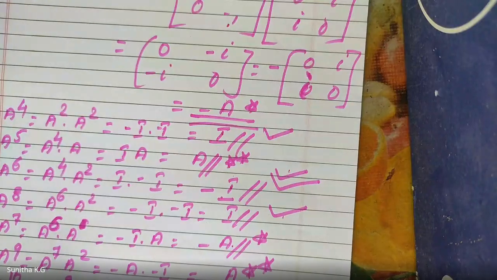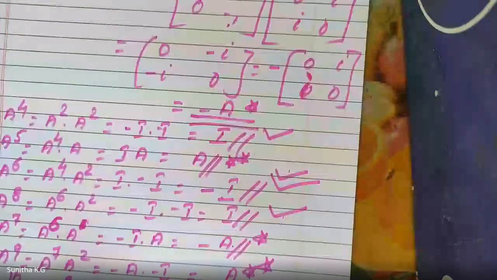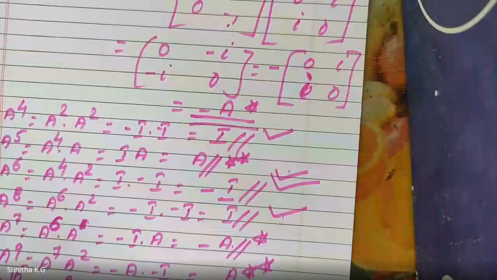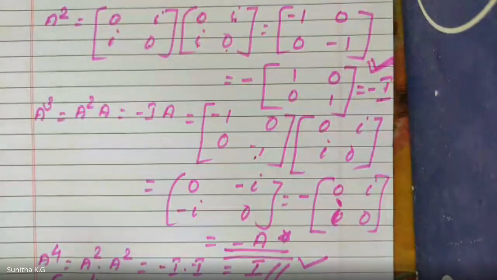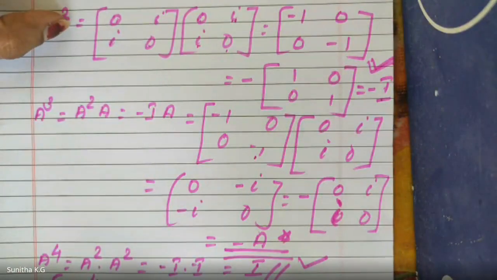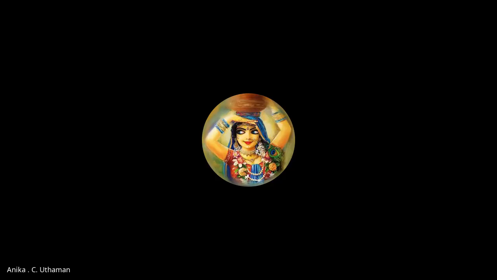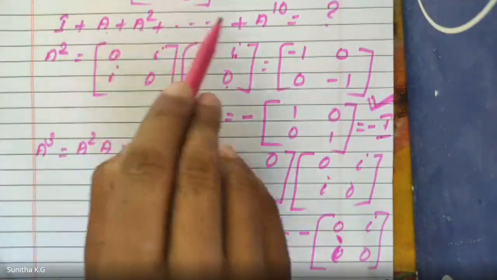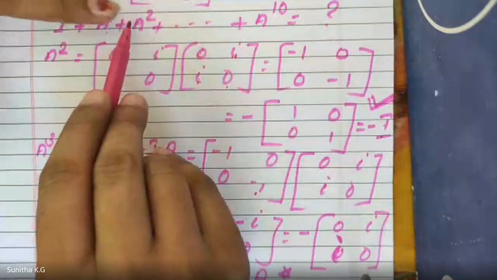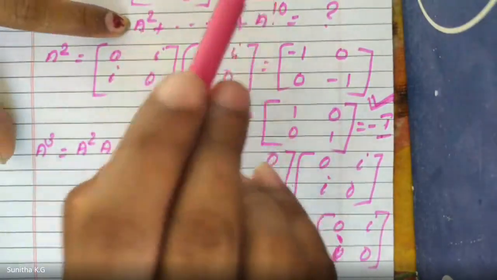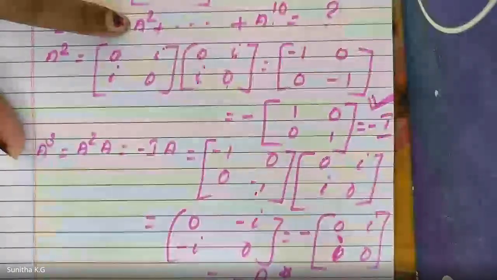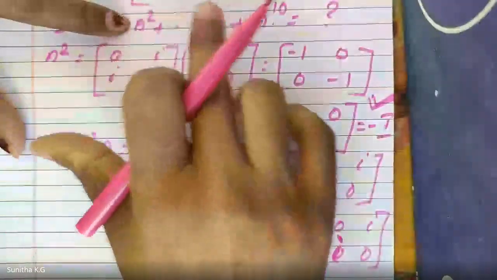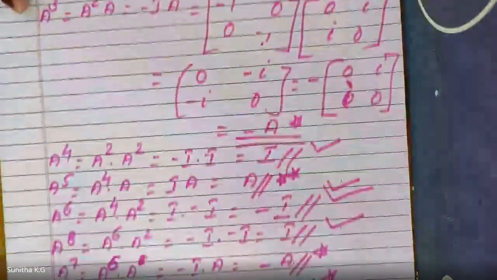Therefore, complete A square plus etc. up to A10, what value have we got? Minus I. Is it okay? Yes, teacher. Then first, the two values given, I plus A, we need to add those too. Actually, they told us to find I plus A square plus etc. plus A raised to 10, and we just found the values from A square to A10, which we obtained as minus I.